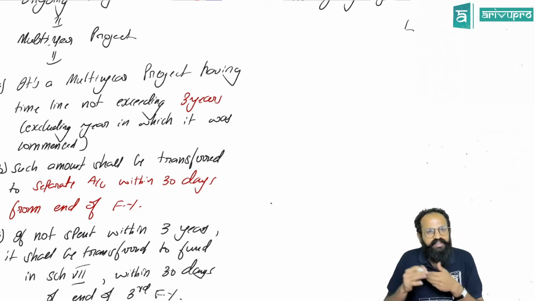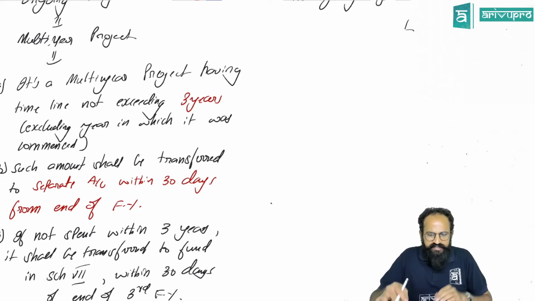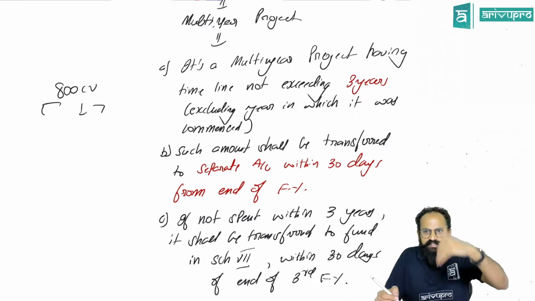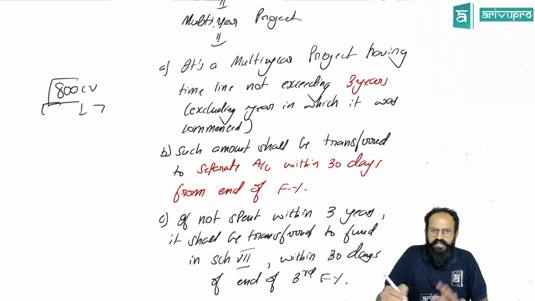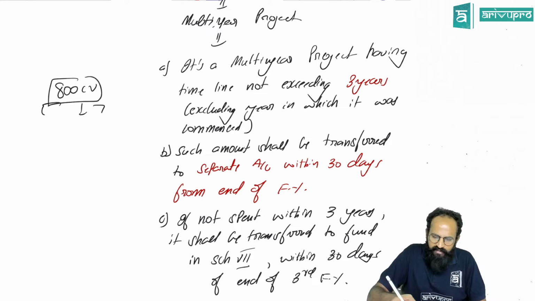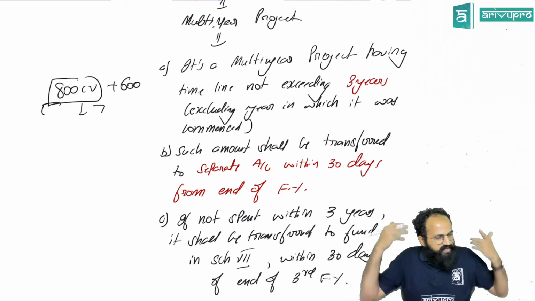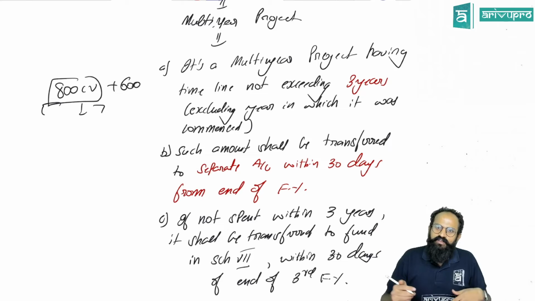People, whenever I say multi-year project, imagine this 800 crore I'm spending in 3 years, correct? Next year, if at all CSR is again applicable on me, that next year's profit is not covered in this 800 crore. I have to add that also. Next year, imagine that will come to 600. That will also be added. You have to spend every year.